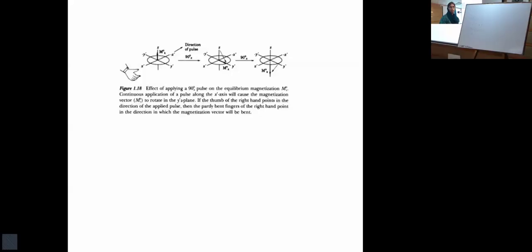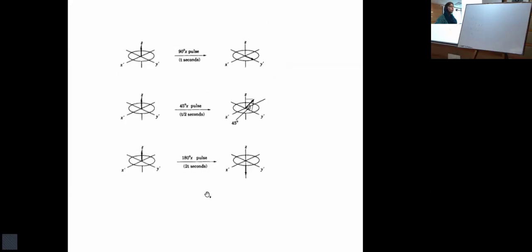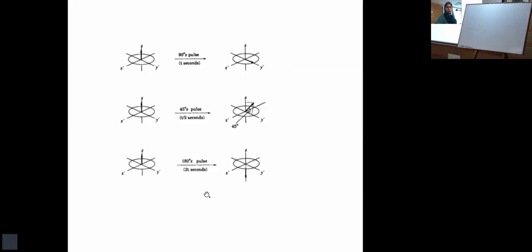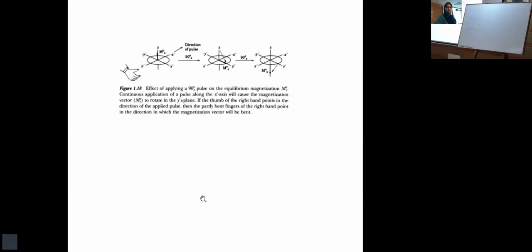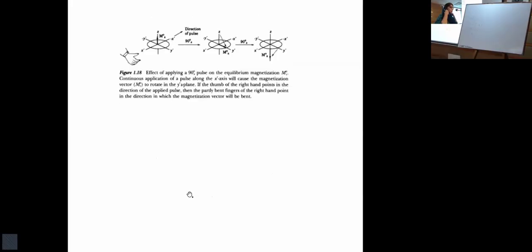Okay, so this is the first picture. I'll try to show you from here, and then we'll also use the whiteboard. As sir has already mentioned, the thumb of our right hand indicates the direction of the radio frequency pulse. You understand this?